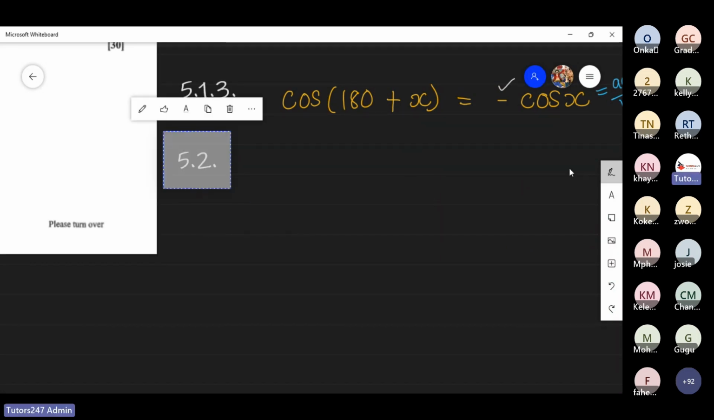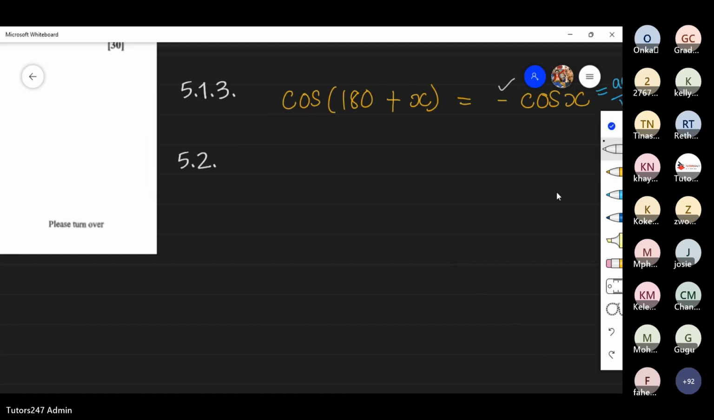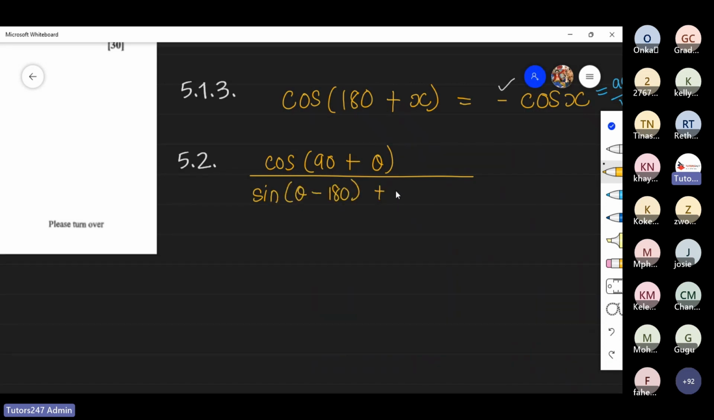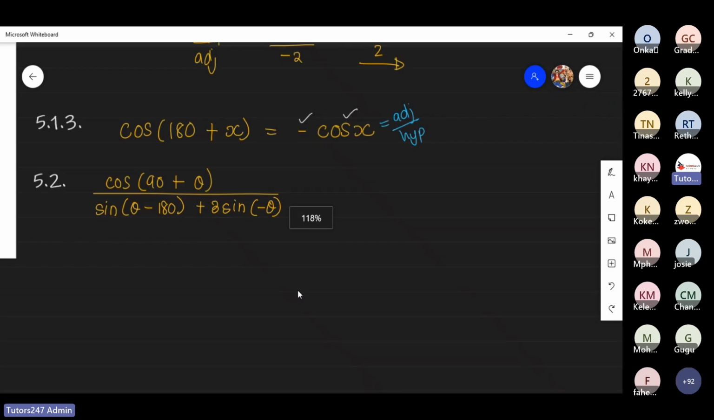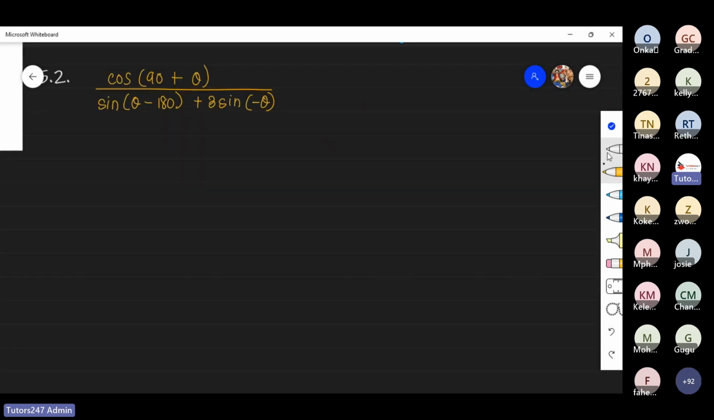So we had, let's see, cos of 90 plus theta all over sine of theta minus 180 plus 3 sine of negative theta. So step number 1, let us try and get our negative CAST diagram. In order for you to get your negative CAST diagram, all you need to do is multiply your positive CAST diagram by negative. That's all it is. It's not that complicated, right?